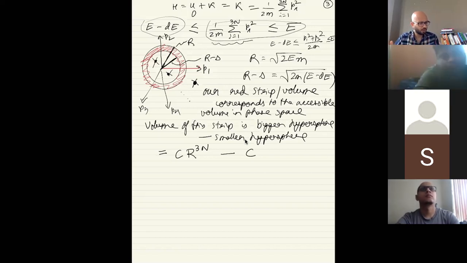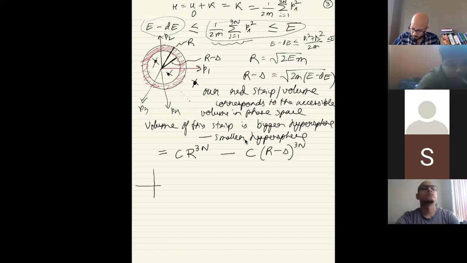And why can we keep the same constant? Because the dimensionality is the same. All we have done is to reduce the radius slightly. R minus S to the power 3n. That's what we need to calculate. Before I get into the math, I want to give you an intuitive picture of what we are going to do next. The intuitive picture comes from the following.